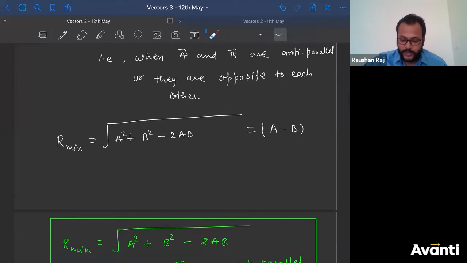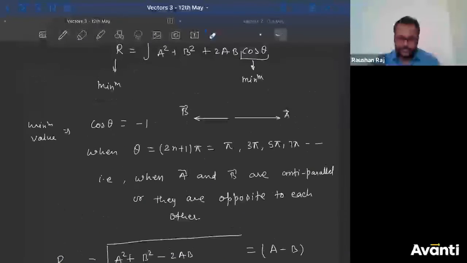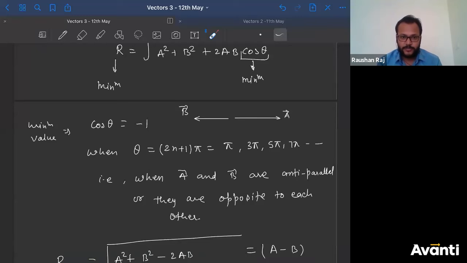Bharat is asking why 2n plus 1 pi. Child, in trigonometry you will be taught that cos theta is minus 1 when theta is an odd multiple of pi. Okay. Cos theta is minus 1 when theta is an odd multiple of pi. So to write odd multiple of pi, I have written this. So what is this odd multiple? What does odd mean? For example, 2 is an even number. 3 is odd.